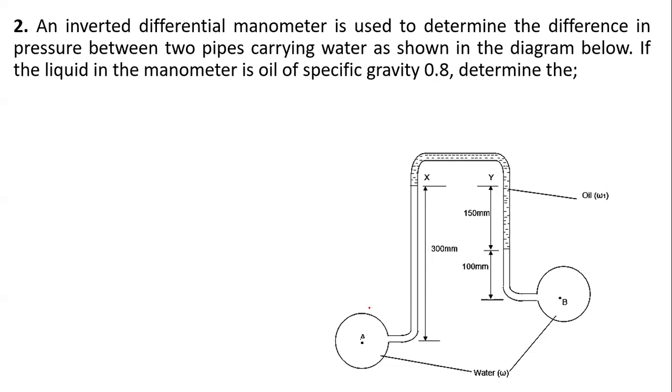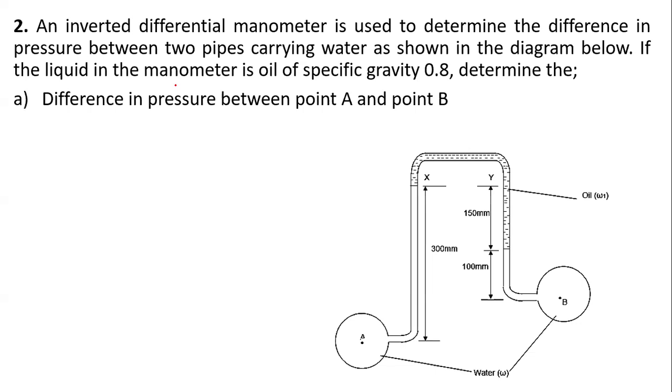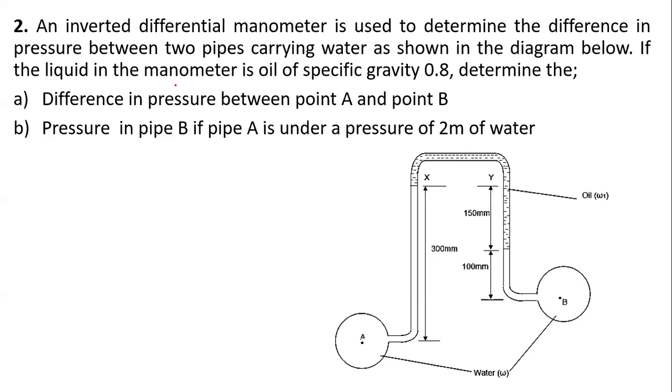Since what is flowing here is water, that's why the other values haven't been given, because water is basically standard. You don't need to stress about it. It's a standard fluid. Now, we need to find the difference in pressure between A and B. And also, if the pressure at A is 2 meters of water, then what will be the pressure at B? So let's get to work then.